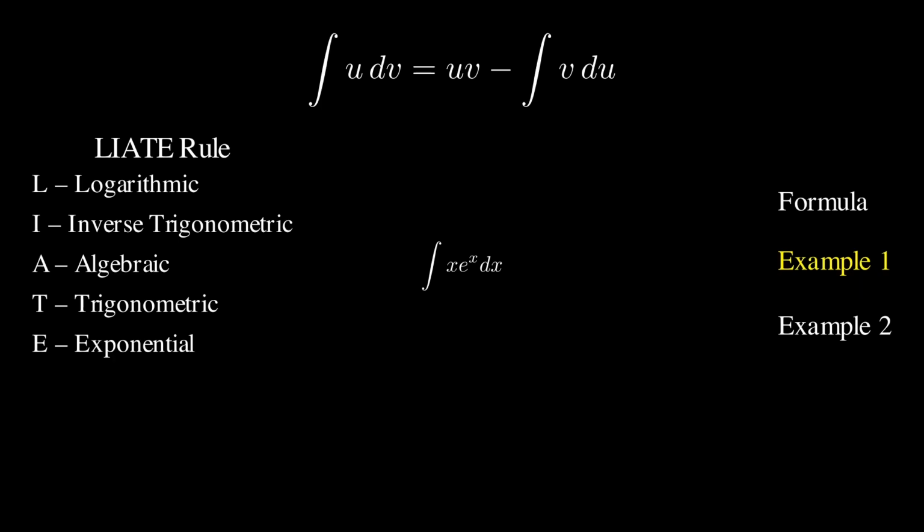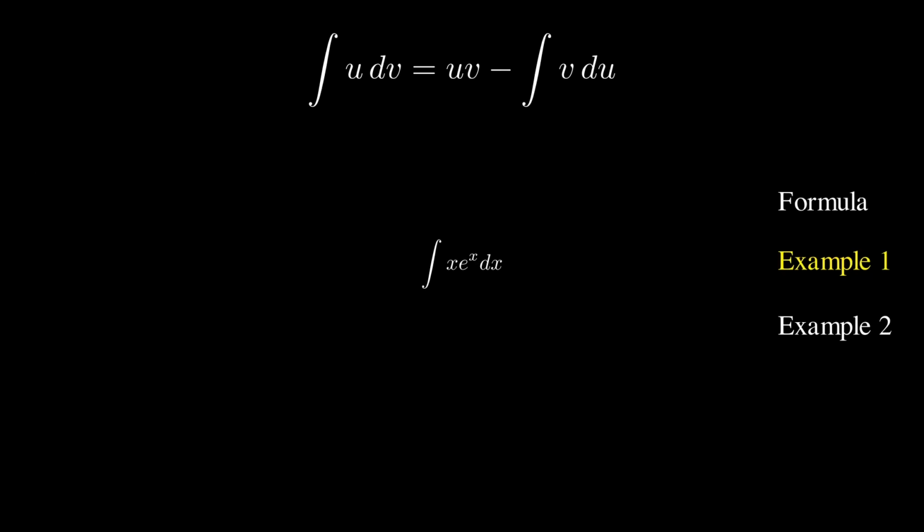So we choose u from the function that appears first in this list. In our example here, we have x is an algebraic function and e to the power of x is exponential. So if you look at them, then we find that the algebraic comes before the exponential. So we choose u as x and dv as e to the power of x dx. Now let's apply the formula. So if u equals x and dv equals e to the power of x dx, then du will be equal to dx and v will be equal to e to the power of x.